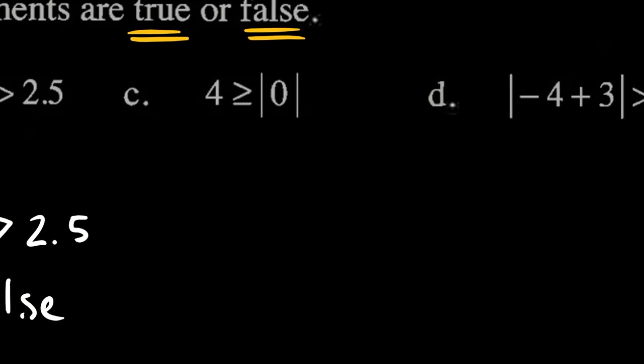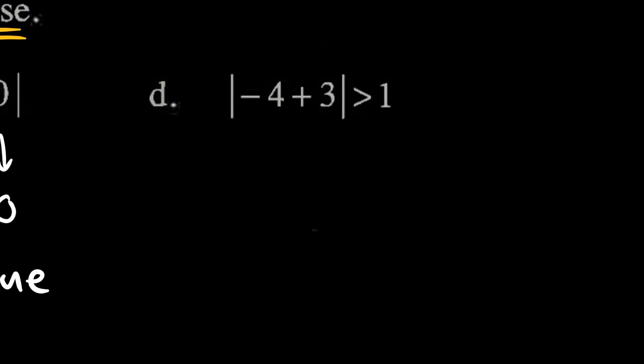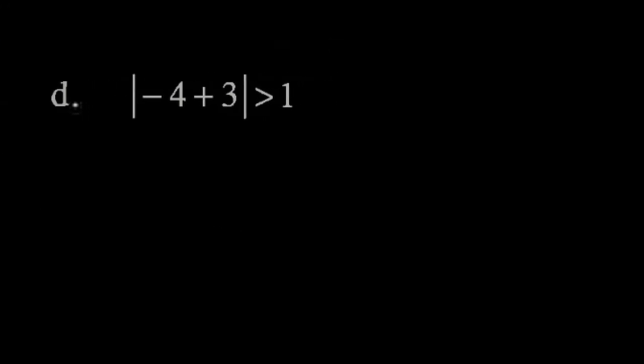4 is greater than or equal to the absolute value of 0. Well, I know the absolute value of 0 is 0, so this says 4 is greater than or equal to 0. Absolutely, this is totally true. The first one, 4 is larger than 0, so that's true.